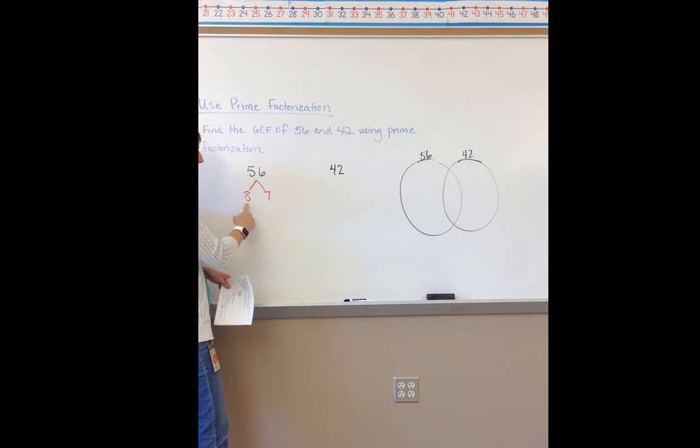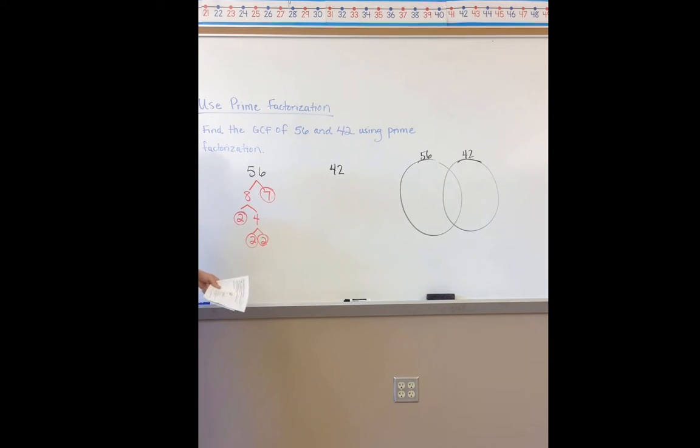8 times 7. Is 8 prime? No. Is 7? Yep, so I'm going to circle it. 8, I can factor that to be 2 times 4. 2 is prime, 4 is not. I can factor that to be 2 times 2.